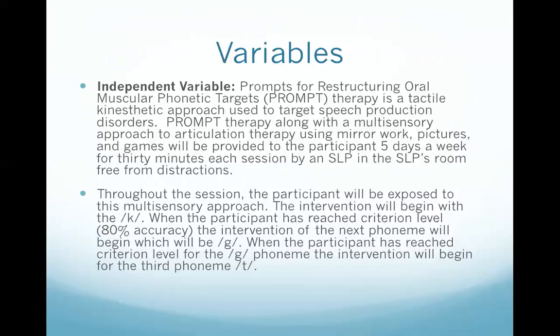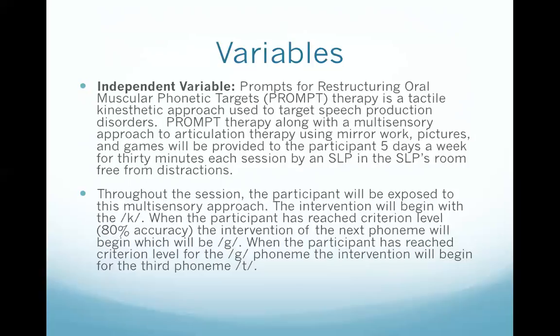The independent variable: prompts for restructuring oral muscular phonetic targets, also known as prompt therapy, is a tactile kinesthetic approach used to target speech production disorders. Prompt therapy, along with a multisensory approach to articulation therapy using mirror work, pictures, and games, will be provided to the participant 5 days a week for 30 minutes each session by an SLP in the SLP's room, free from distractions. Throughout the session, the participant will be exposed to this multisensory approach.